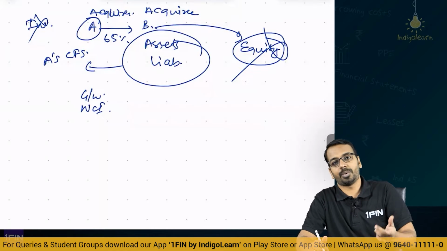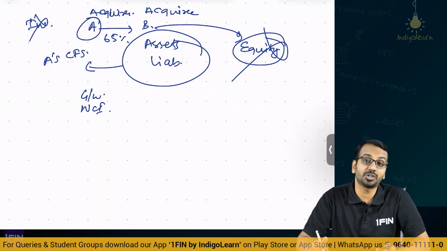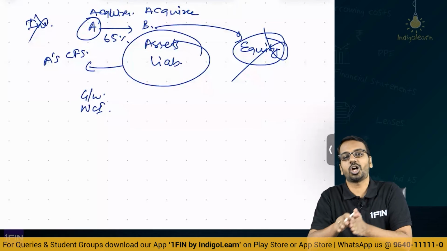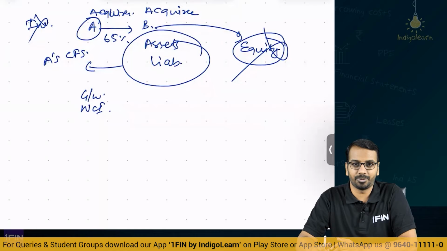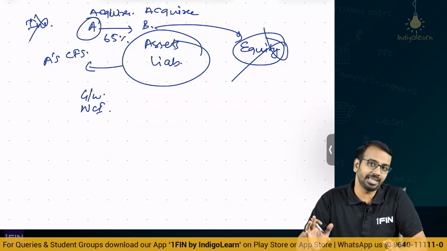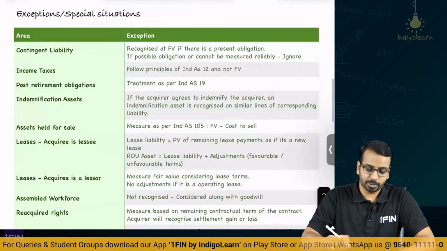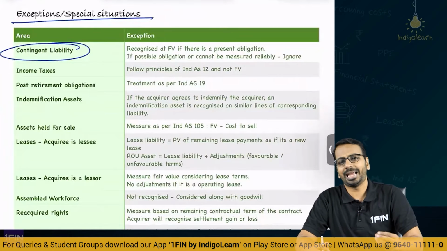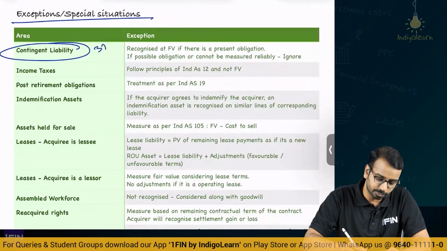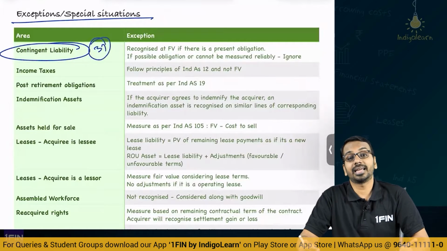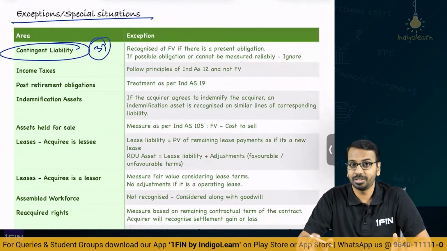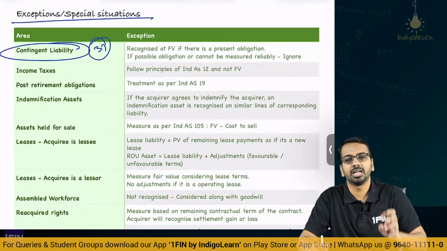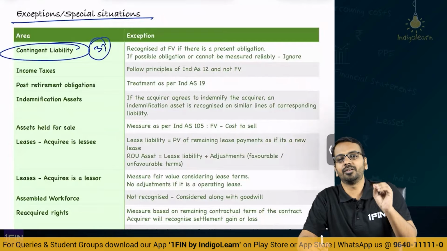Now, the most important part is to understand special cases, and these special cases are also given in consolidation related questions in the examination. So, you have to be very careful in handling these issues. So, now when you talk about special cases or exceptions, the first one is contingent liability. If you remember Ind AS 37 principles, we do not recognize contingent liability, we just disclose contingent liabilities. But what Ind AS 103 says is, you have to recognize the fair value of contingent liability.